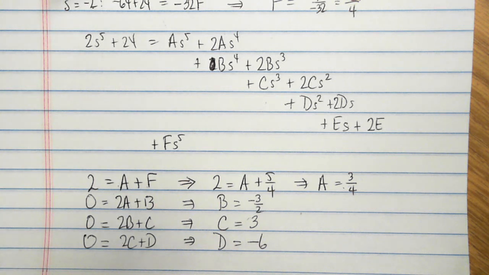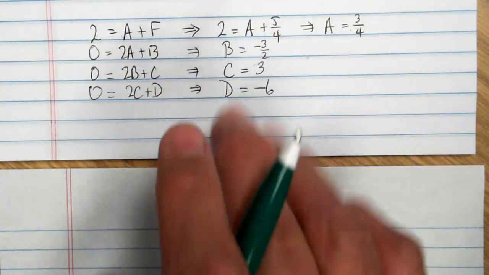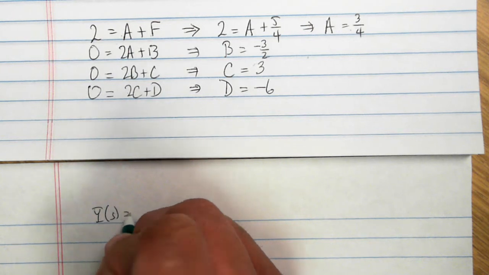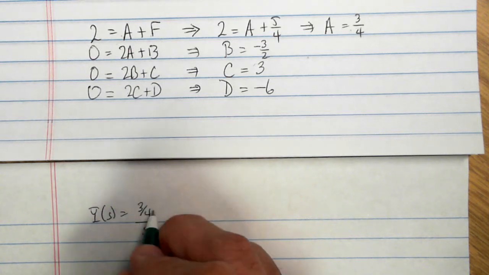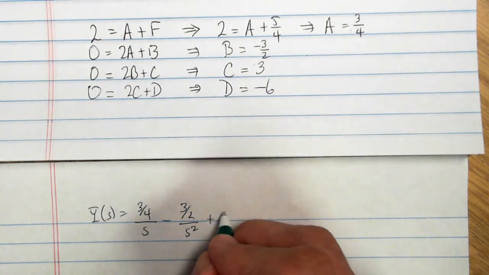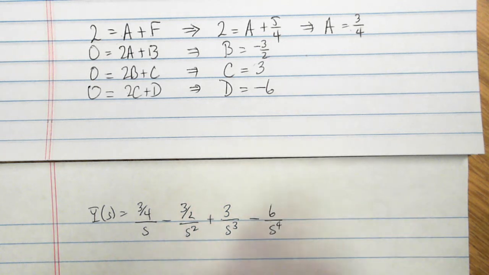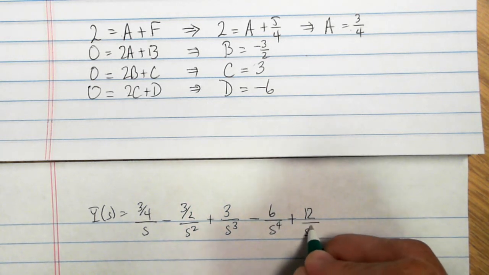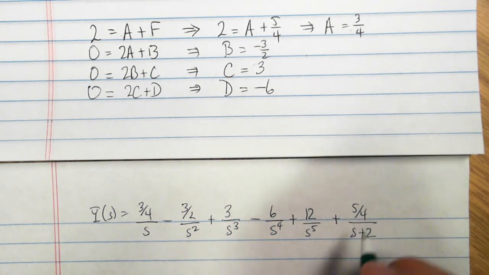Okay, so we're just about done with the problem now. We have found that the partial fraction expansion is, so y of s is equal to 3/4 over s minus 3/2 over s squared. Then I have plus 3 over s to the third minus 6 over s to the fourth. Then we had plus 12 over s to the fifth. And then finally plus 5/4 over s plus 2.